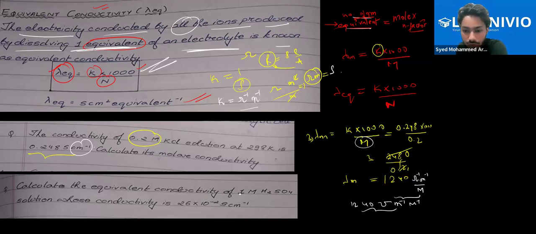Now, see the next question. Solve the next question. This is the mole, this is the concentration that is given to you. Solution whose conductivity is this. Conductivity is also given to you. Everything is given.